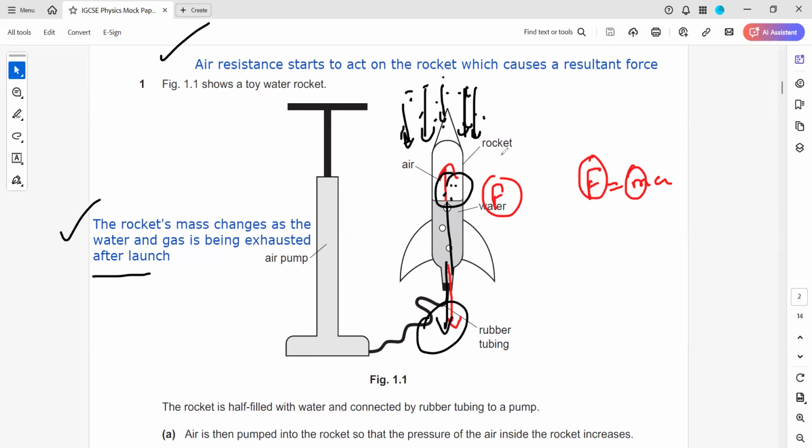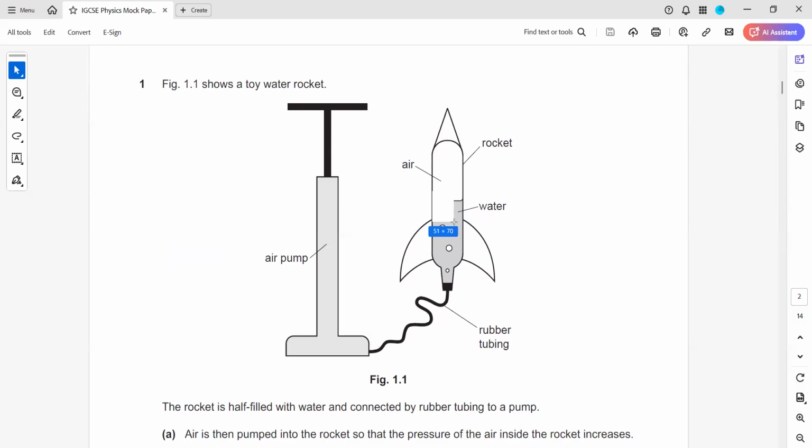What is another thing you can add? You can also say that the pressure of the air which is acting on the water is also decreasing. Why? Because as the amount of water is decreasing, the air will have a larger space. The same number of air particles, but with a larger space. As the volume increases, the pressure will decrease. So with less pressure, there will be less upward force. That is also causing a change in the force on the rocket. So you can mention that as well. Is it clear?